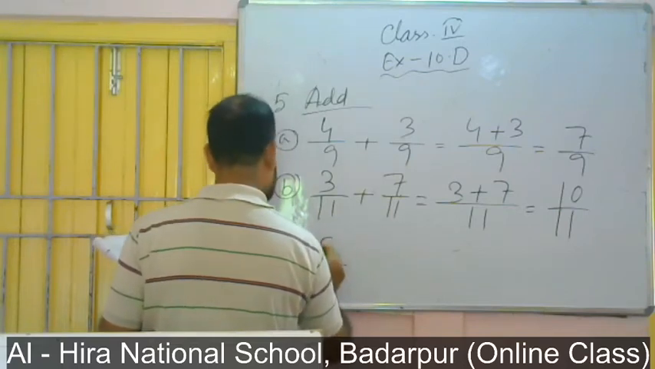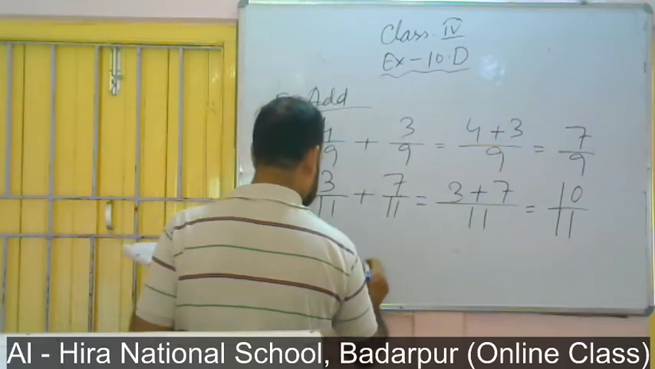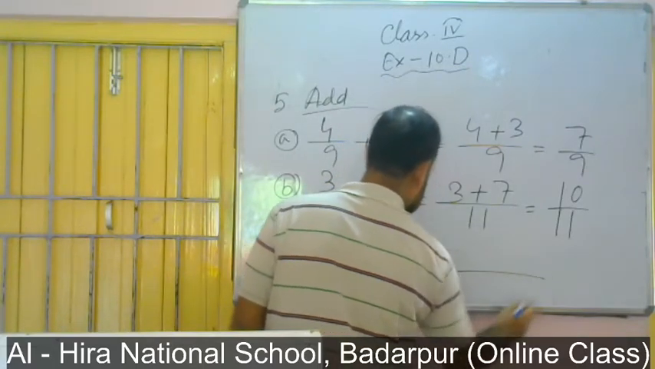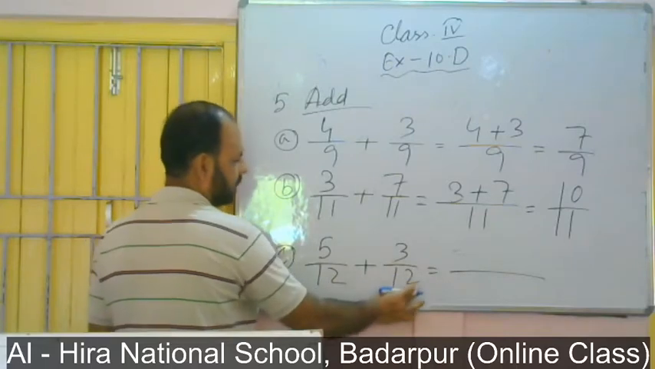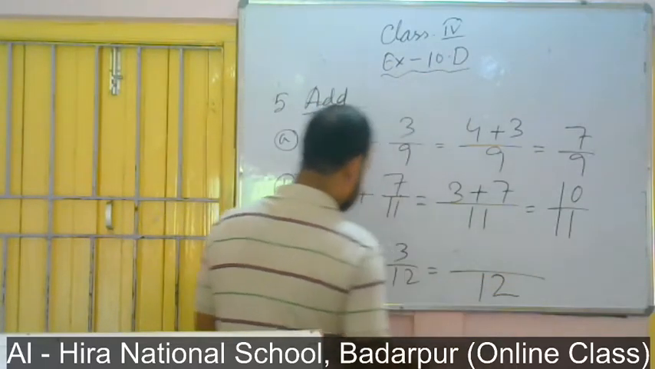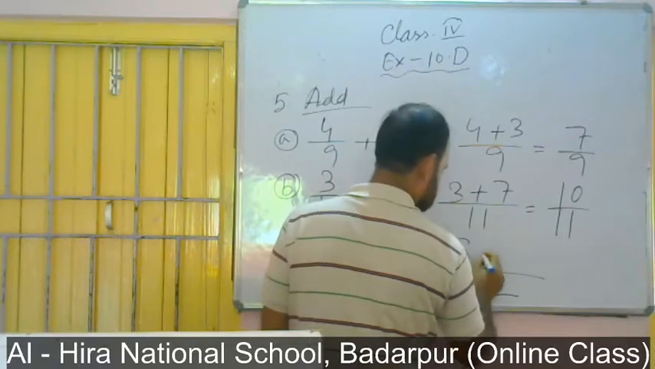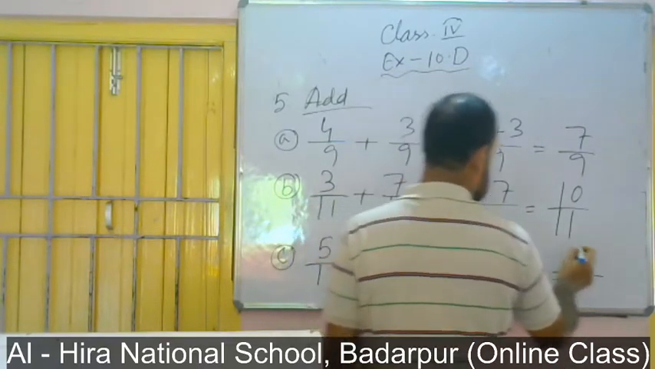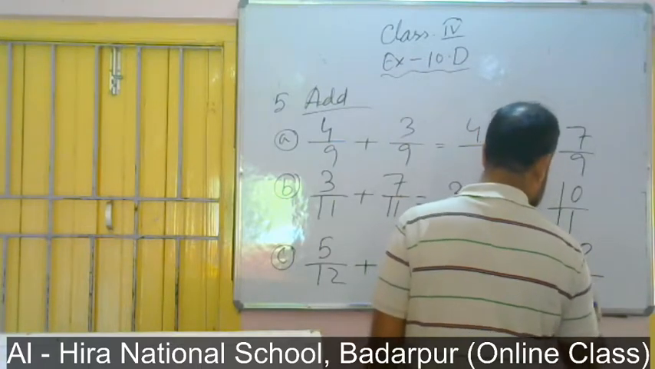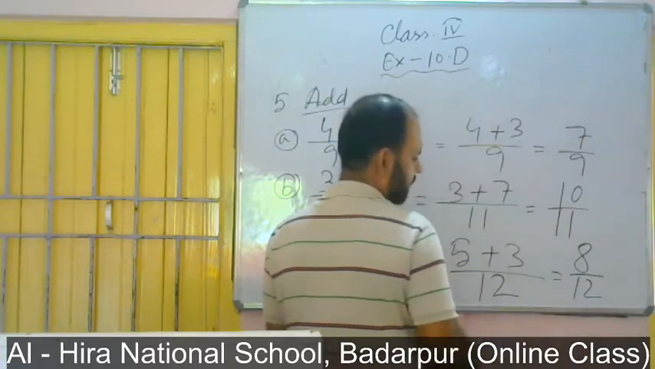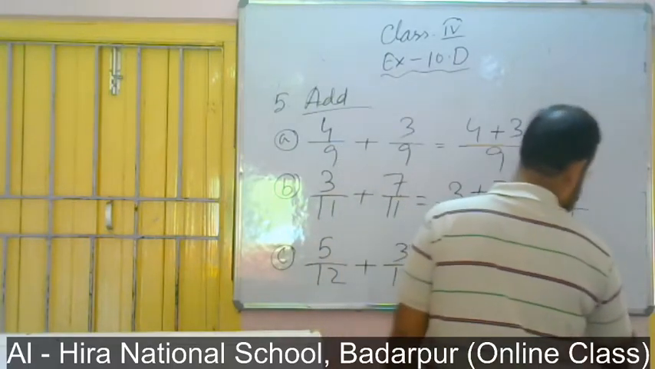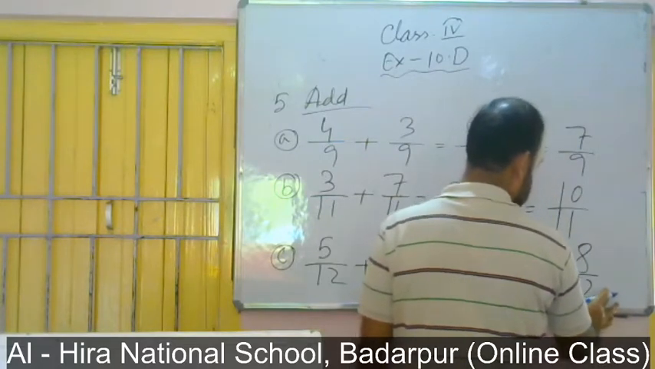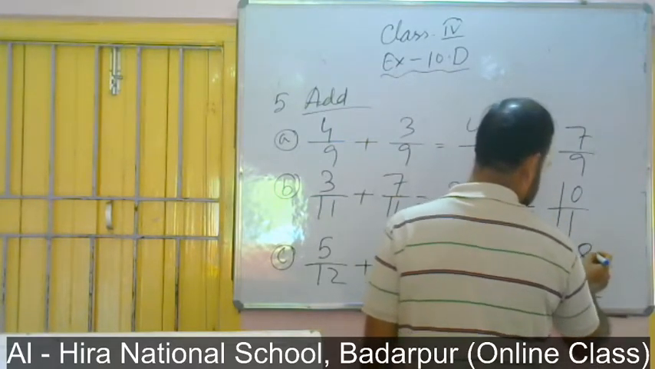5 by 12 plus 3 by 12. Here also the denominators are the same, so we take only 12, and 5 plus 3 is equal to 8, so 8 by 12. If we keep that, then also no problem, but if we take it to the lowest term, then we have to cut.